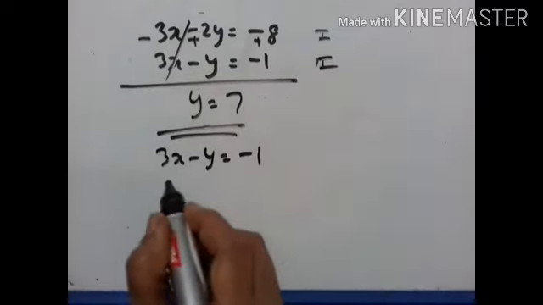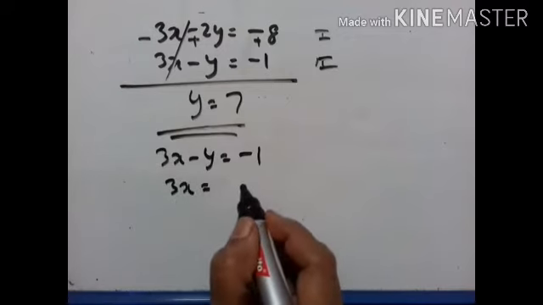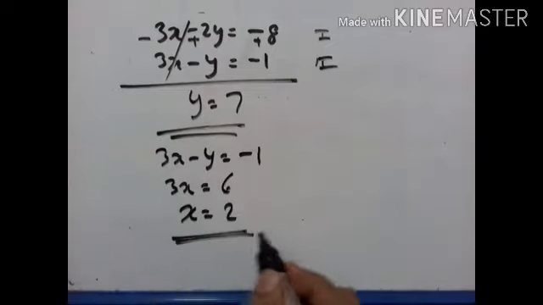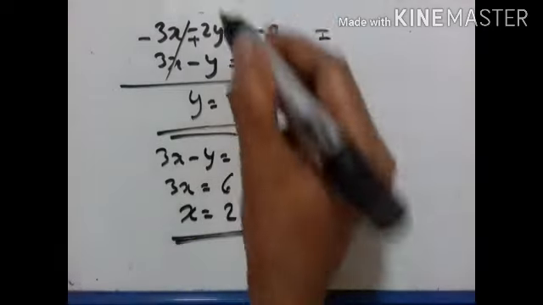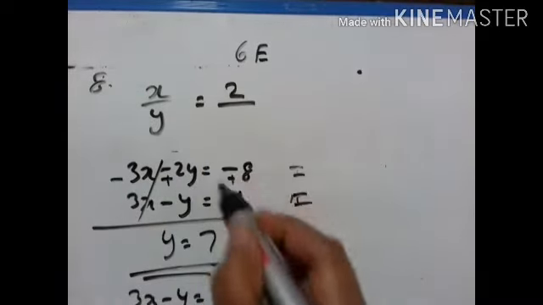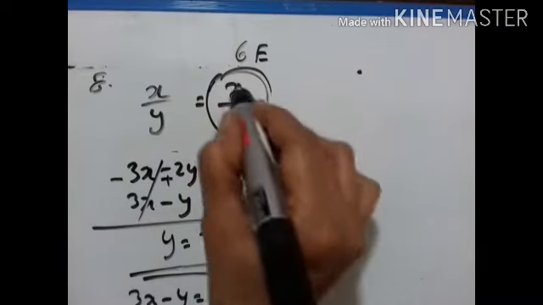Y is equal to 7. 3x is equal to minus 7 goes to this side and becomes plus 7. Plus 7 minus 1 is equal to 6. X is equal to 2. So x upon y is equal to 2/7. X is equal to 2 and y is equal to 7. So the fraction is 2/7.